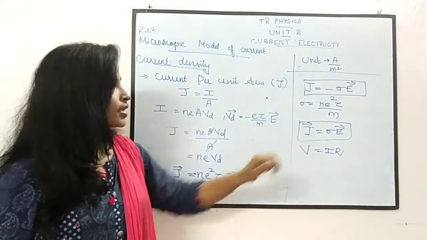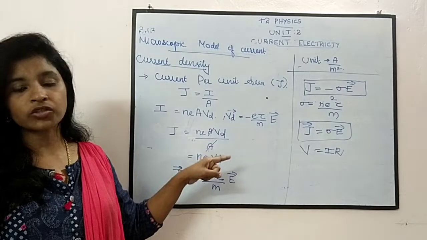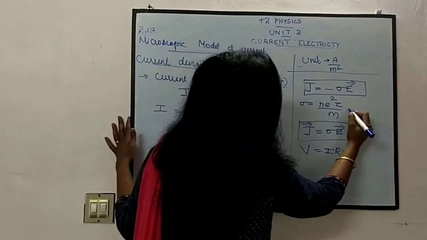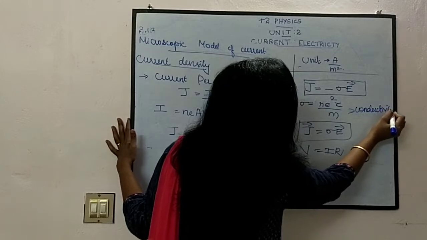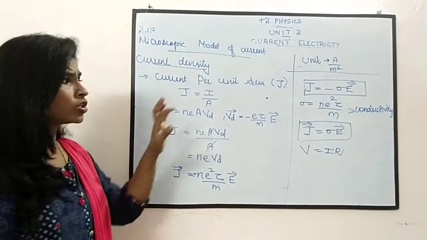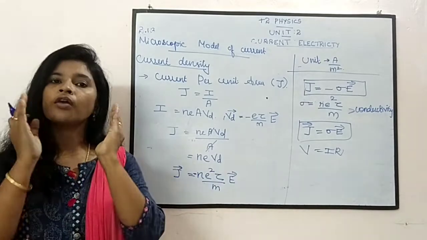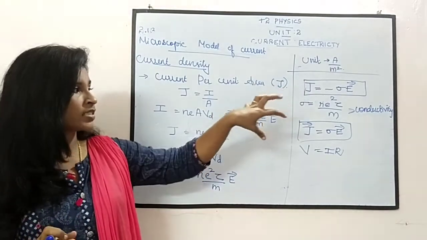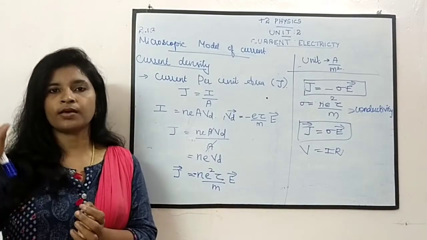This sigma term is called conductivity. What is meant by this conductivity? It is also a property of a conductor. So if a conductor has a good conductivity, we will say it is a better conductor.